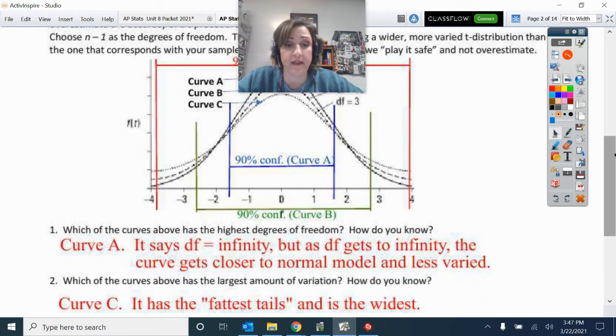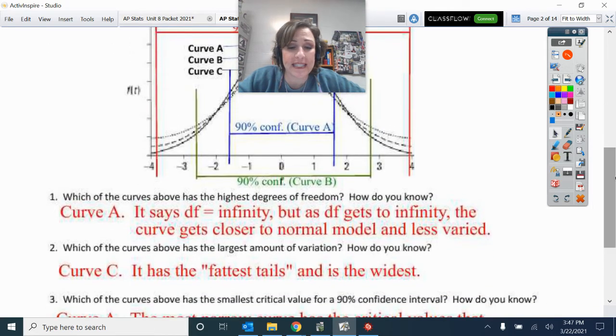Okay, so then the opposite of that, the fattest tails, is the widest one with the smallest degrees of freedom. So this curve here, it looks like curve C is lower in the middle because it's all pressed out. You have more data pressed out to the outside edges, and so that was the lowest degrees of freedom. Okay, now what about this last one? It says, which one has the smallest critical value for 90% confidence?